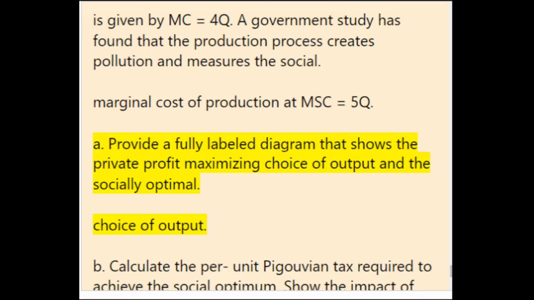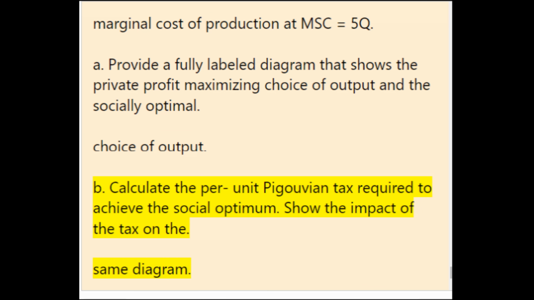A. Provide a fully labeled diagram that shows the private profit maximizing choice of output and the socially optimal choice of output. B. Calculate the per unit Pigouvian tax required to achieve the social optimum. Show the impact of the tax on the same diagram.